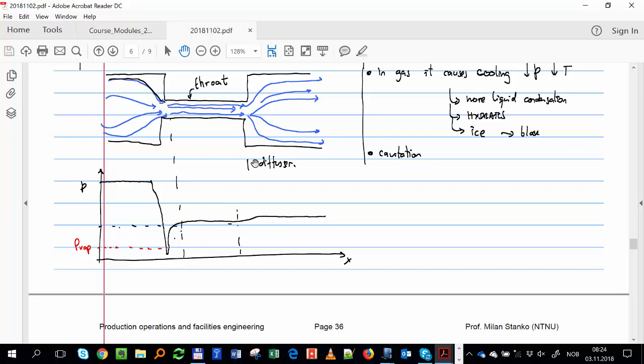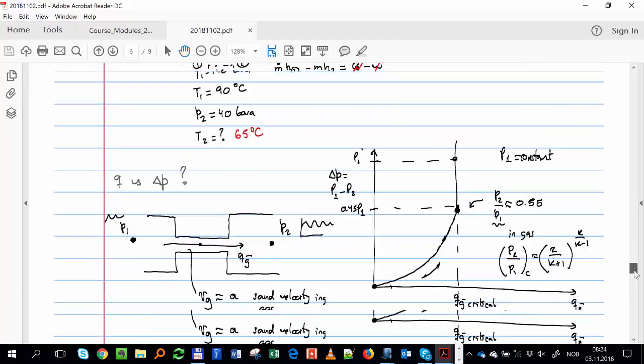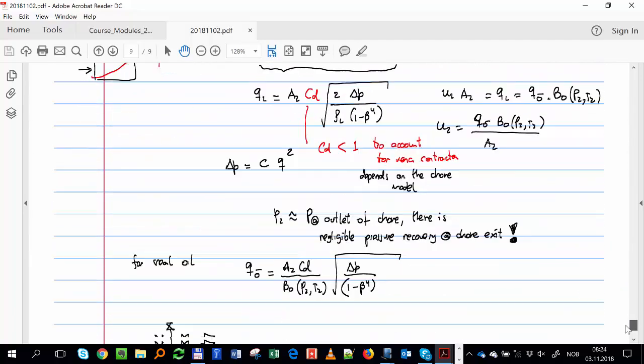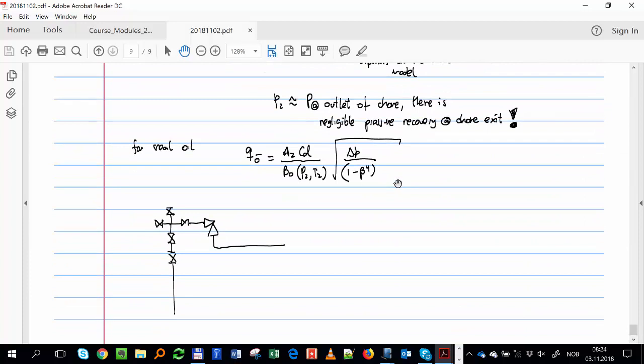But there are some models that try to say, well, it's not. You have some expansion, and they try to quantify and include that expansion in the equation. But sometimes it doesn't give the best result. So that's what we left last time. For real oil, we have to include this BO.